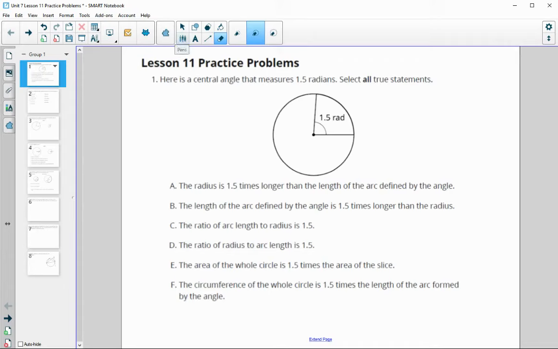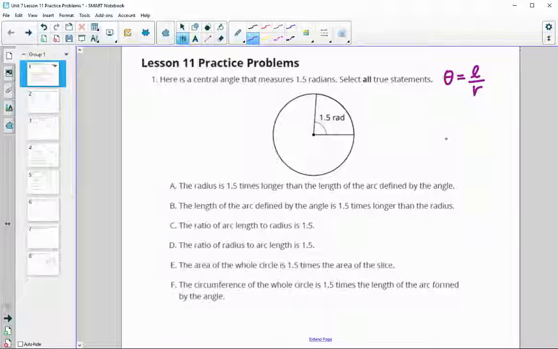In this video, we're going to take a look at the Unit 7, Lesson 11 practice problems. Number 1 says, here's a central angle that measures 1.5 radians. Select all true statements. Let's remember how we define a radian. A radian is equal to the ratio of the arc length and the radius. So the arc length divided by the radius gives us the radian measure.